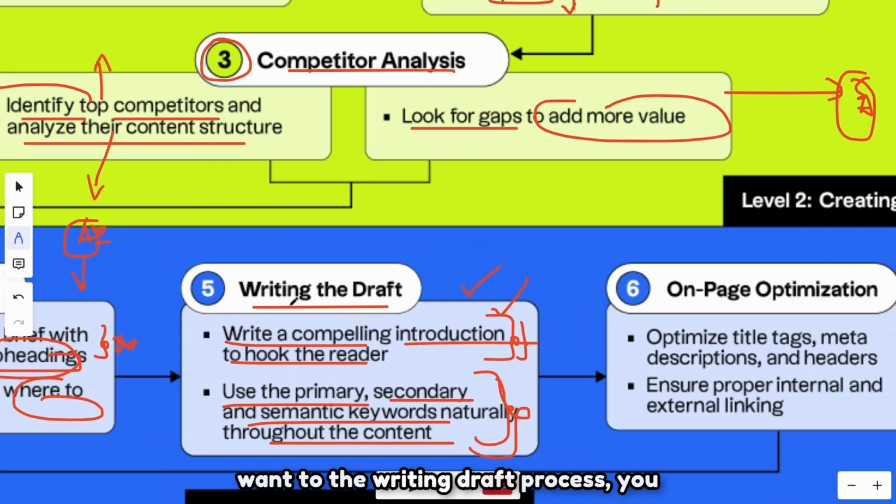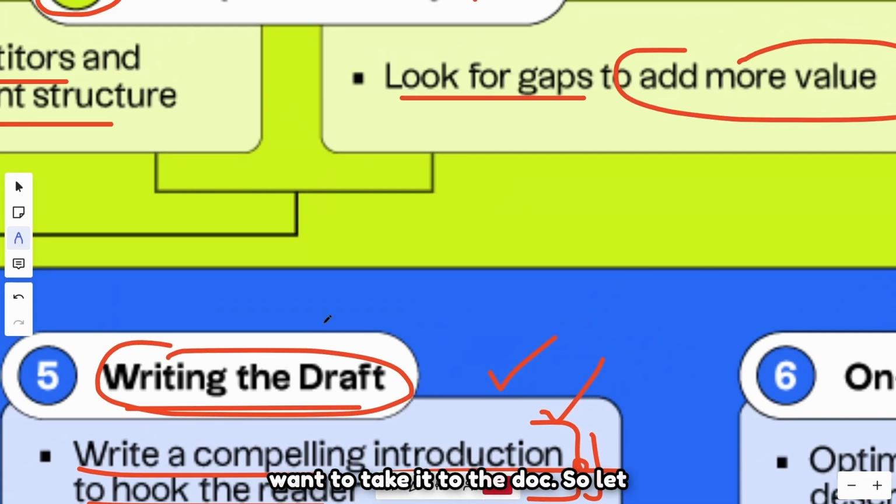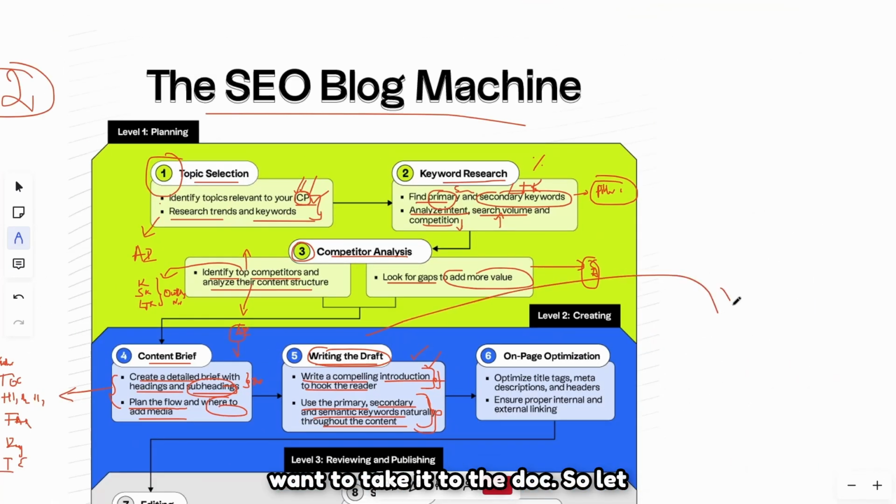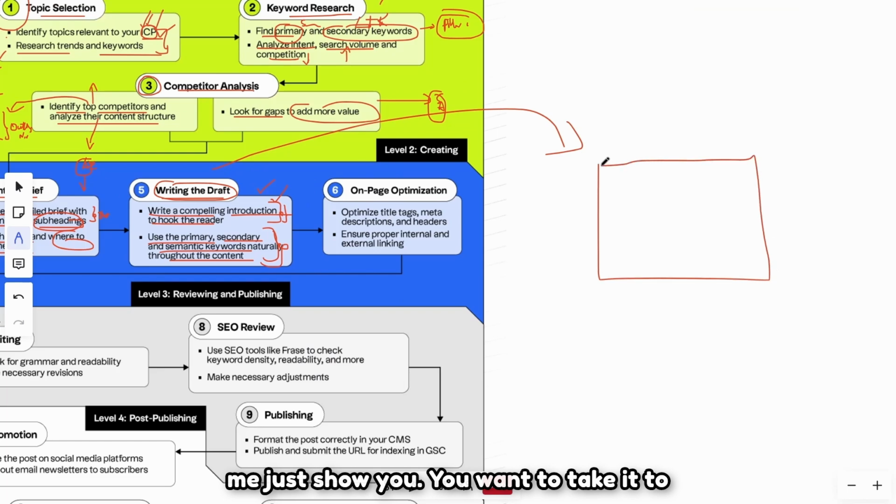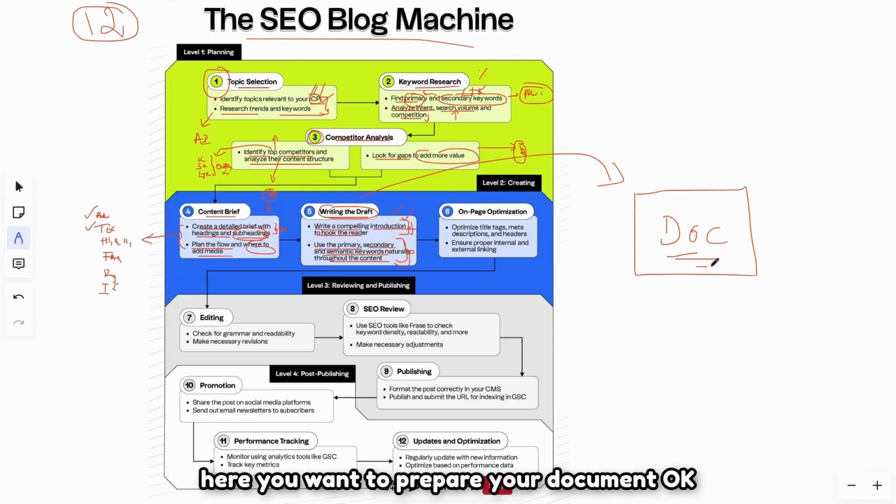Okay, so for the writing draft process, you want to take it to the doc. So let me just show you. You want to take it to a document or text file, and here you want to prepare your document.